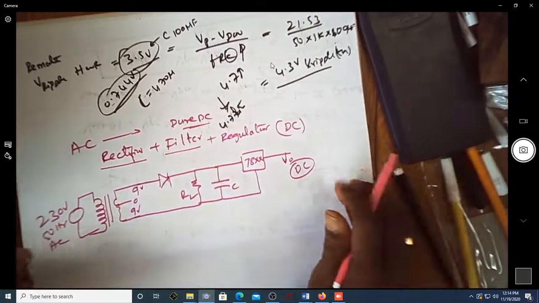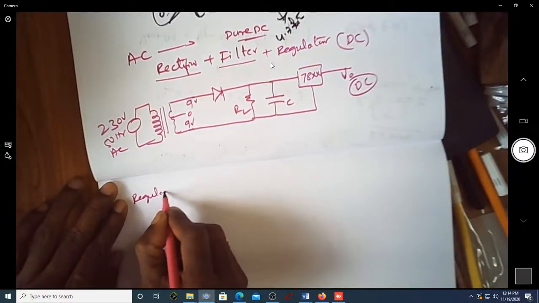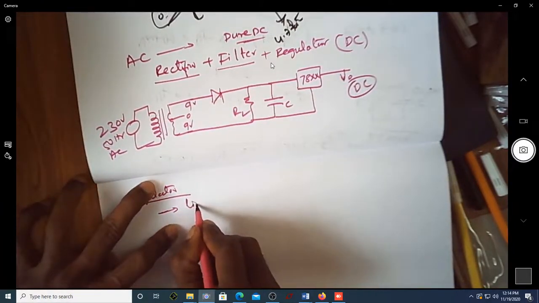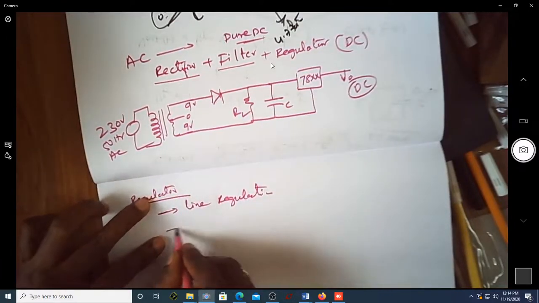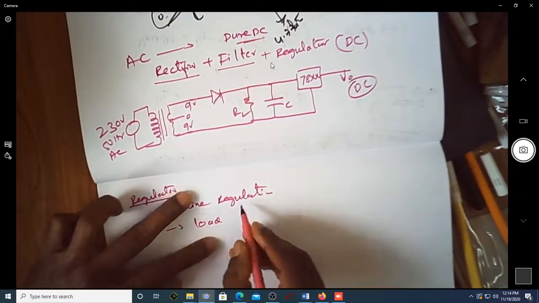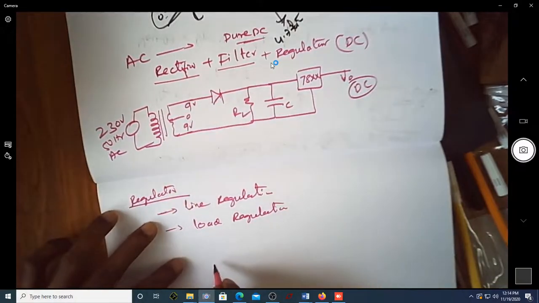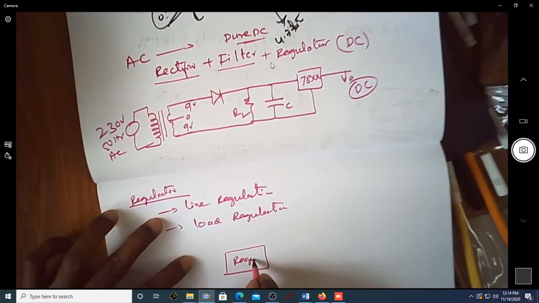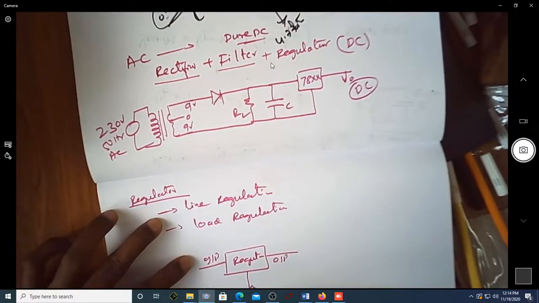In this regulation we will see two important things. In case of regulators, we have two important concepts called line regulation and load regulation. What you can think of is, if this is your regulator, it is going to have an input, an output, and a common terminal. Let me say this is input, this is output, and this is ground.